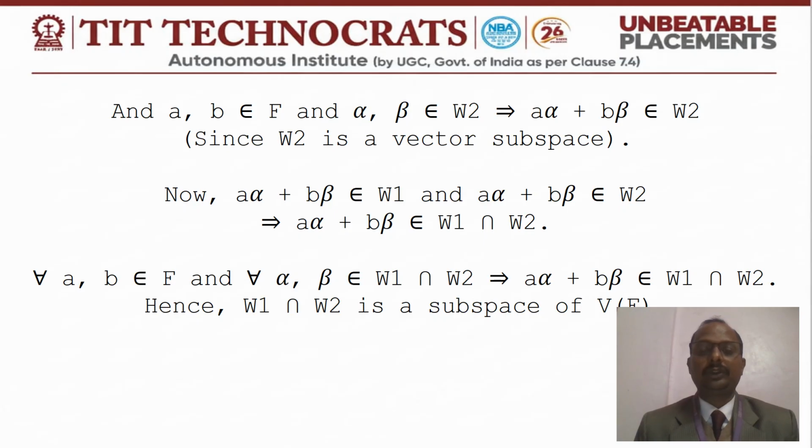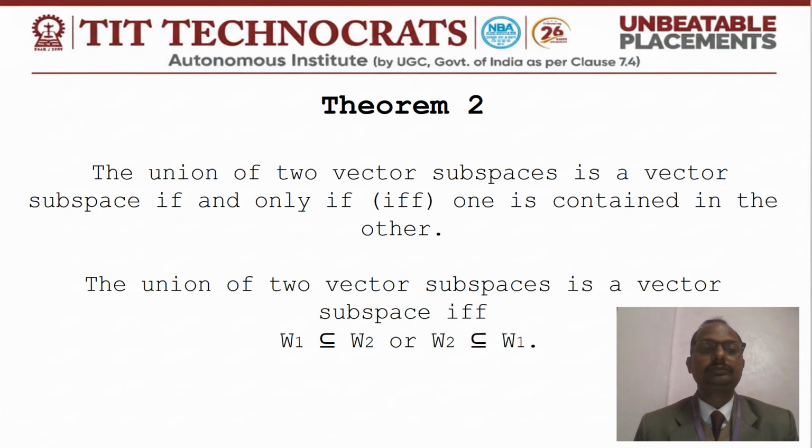The same condition we can consider for W1 also. So now a alpha plus b beta belongs to W1 and a alpha plus b beta belongs to W2. So a alpha plus b beta belongs to W1 intersection W2, for all a, b belonging to F and alpha, beta belonging to W1 intersection W2. Hence W1 intersection W2 is a subspace of the vector space over field F.